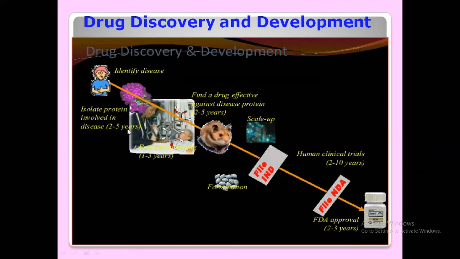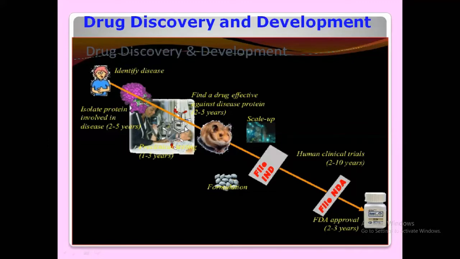You just remember. Then after that, it will take 1 to 3 years to find an effective drug against that particular disease and against the protein which is causing that disease. That is also done in the laboratory. Again, it will take 2 to 5 years or 1 to 3 years.